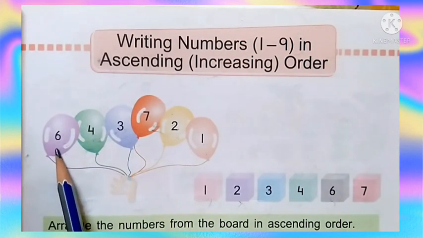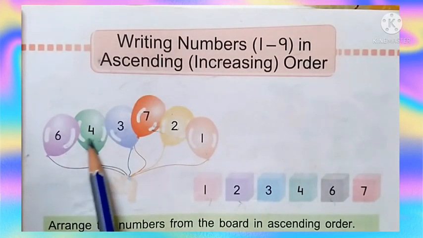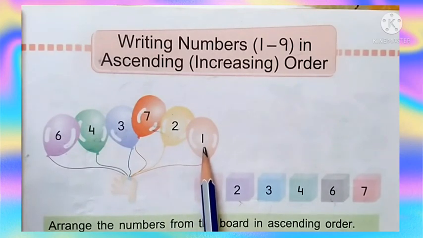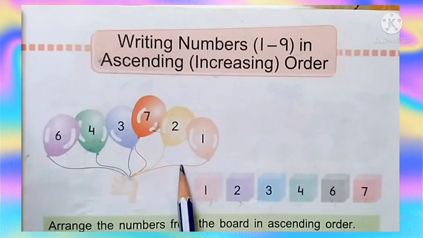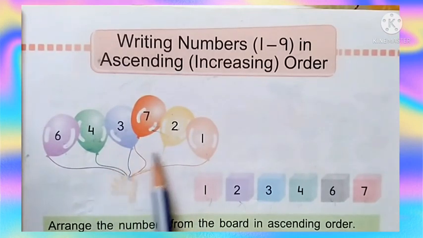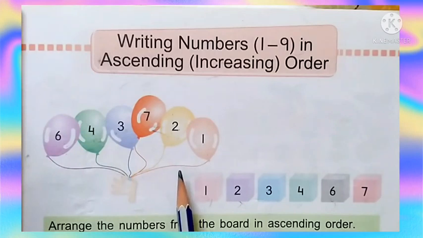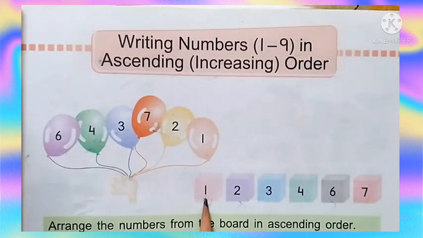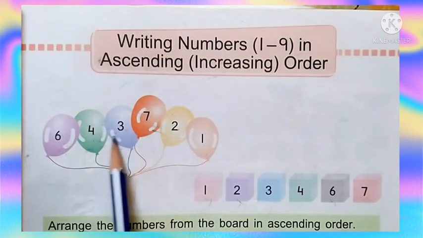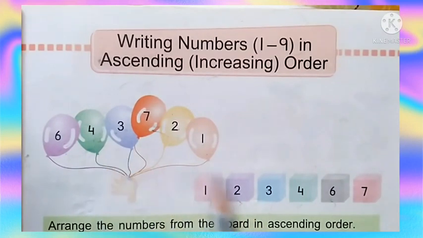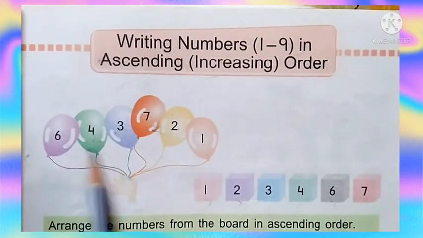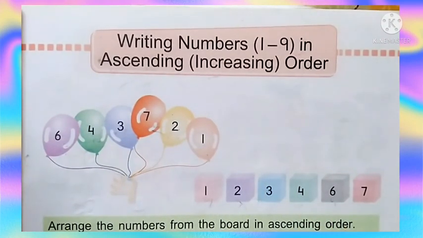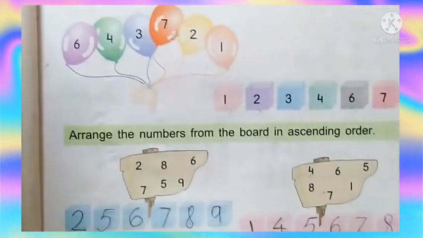Now look at this. In the first balloon written here 6, 4, then 3, 7, 2, 1. Now ascending order means we will arrange these numbers in small to big order. So first of all we have to arrange number 1, then 2, then 3, then 4, then 6 and then 7. Okay, now let's start our exercise.